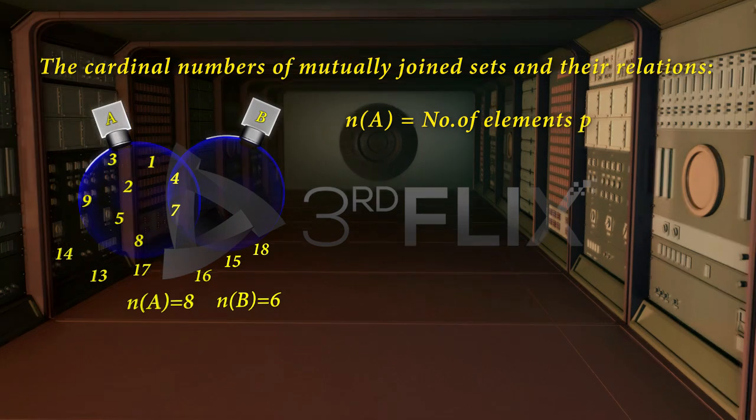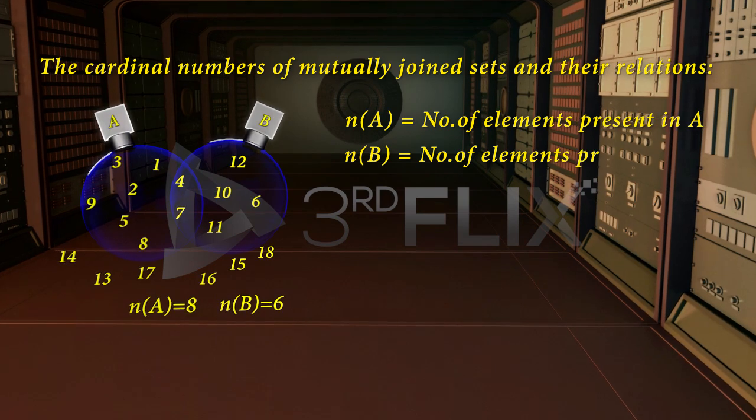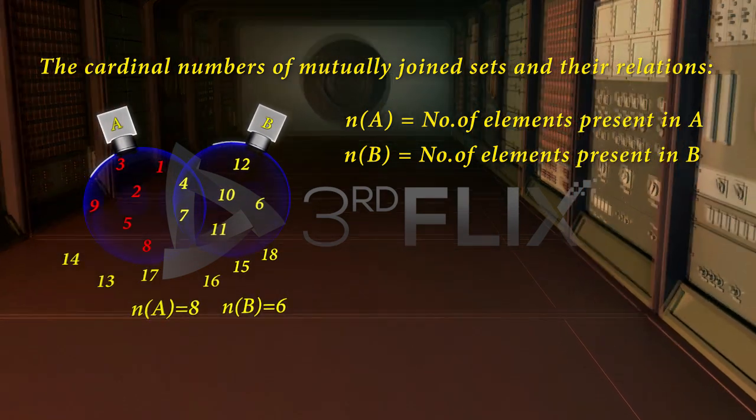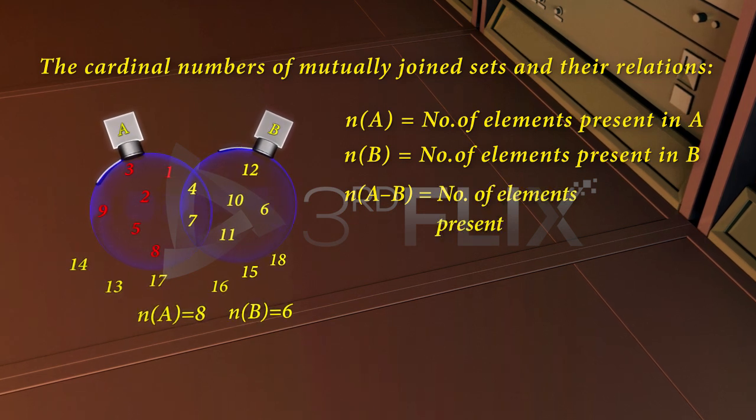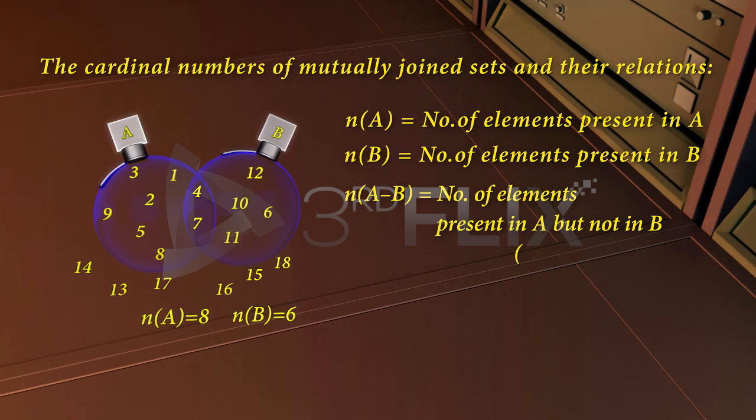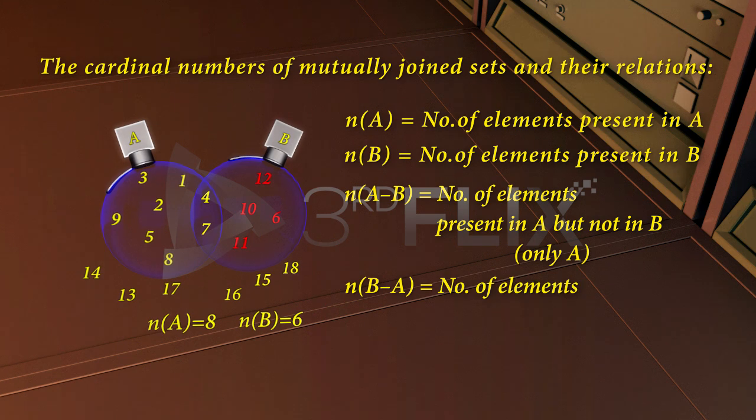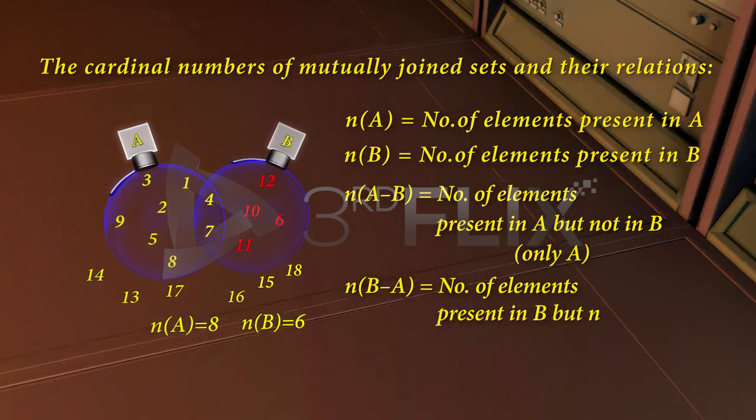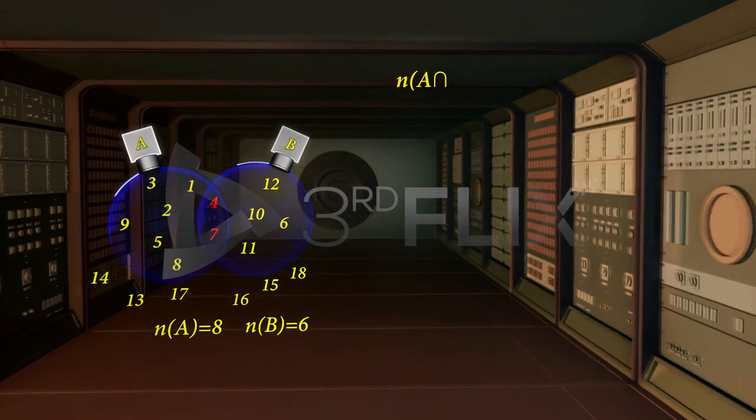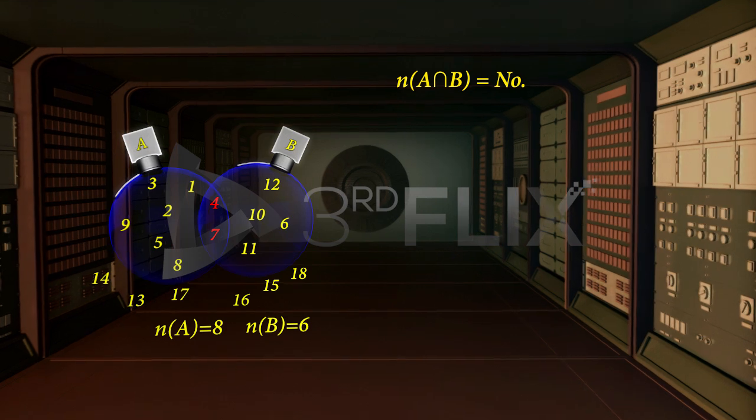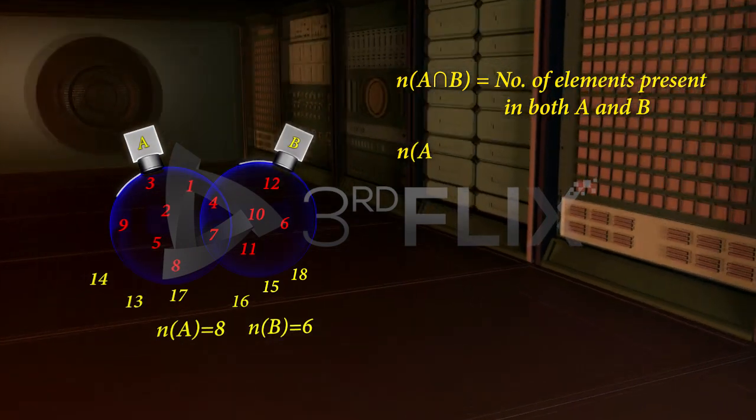n(A) equals the number of elements present in A. n(B) equals the number of elements present in B. n(A minus B) equals the number of elements present in A but not in B, only A. n(B minus A) equals the number of elements present in B but not in A, only B. n(A intersection B) equals the number of elements present in both A and B.